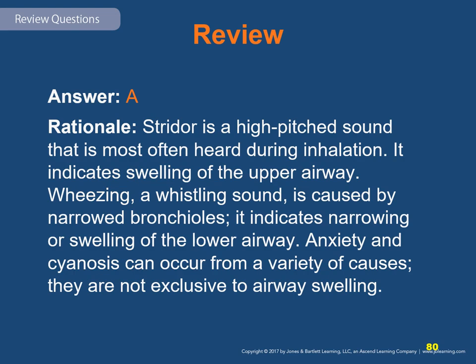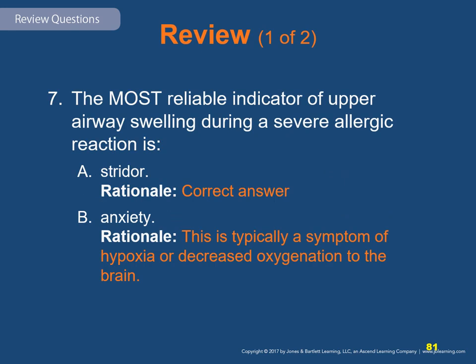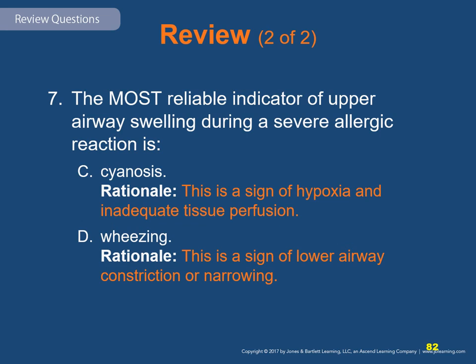Let's look at the incorrect answers. A, stridor is the correct answer. B, anxiety. This is typically a symptom of hypoxia or decreased oxygenation to the brain. First thing you need to deal with is the stridor, the airway, remember? C, cyanosis. This is a sign of hypoxia and inadequate tissue perfusion. And again, airway is your top priority. Wheezing. This is a sign of lower airway constriction or narrowing. You got to deal with the stridor and upper airway first.